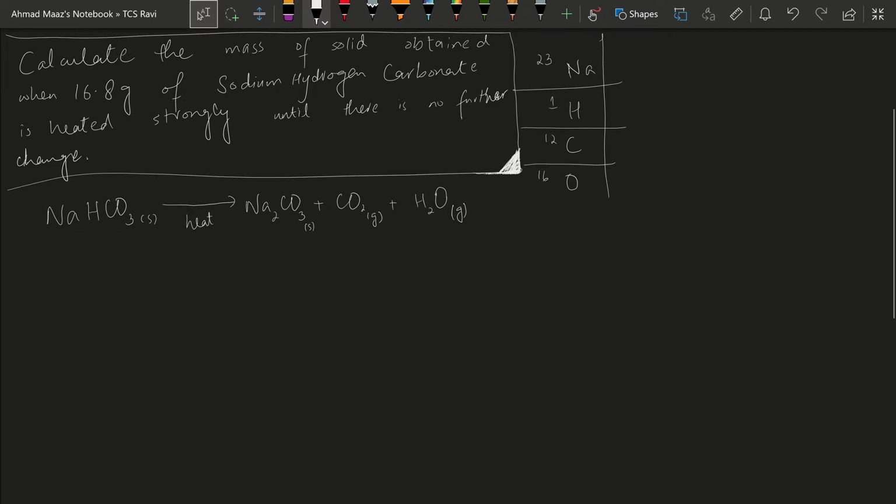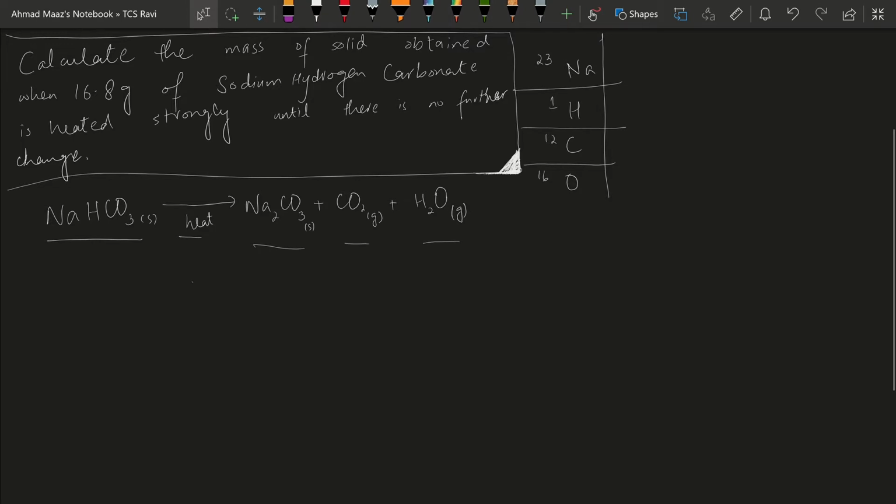Alright, the question says: calculate the mass of solid obtained when 16.8 grams of sodium hydrogen carbonate is heated strongly until there is no further change. So the equation for the reaction is sodium hydrogen carbonate when it is heated. When any metal hydrogen carbonate is heated, it will give off sodium carbonate plus carbon dioxide plus water.